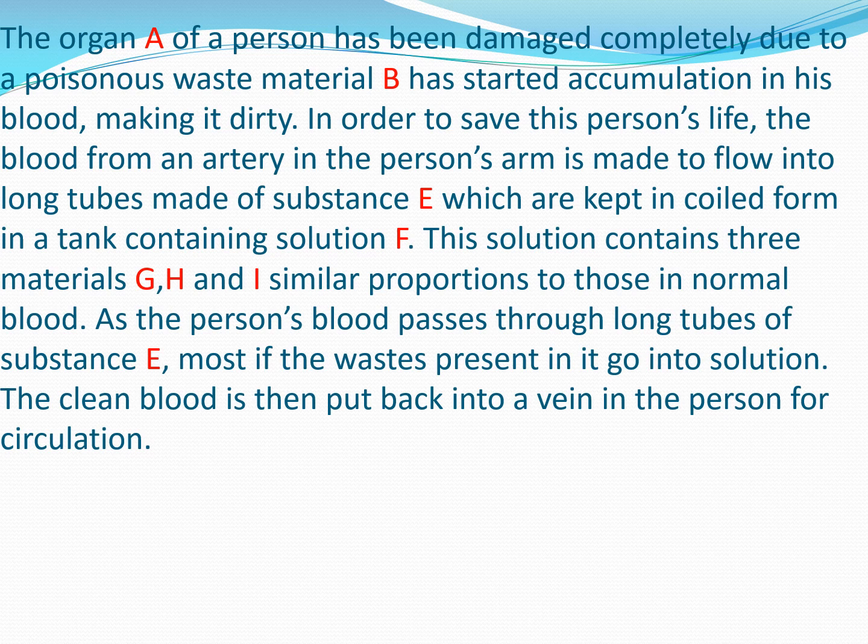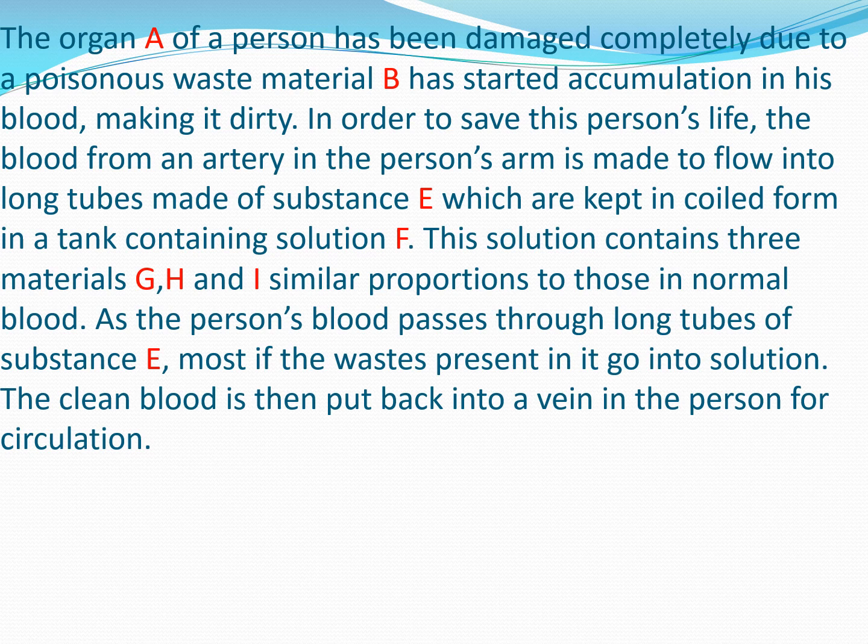Okay. Now this solution contains three materials G, H and I, in similar proportions to those in normal blood. Definitely here G are waste molecules, H nutrient molecules, I water. That means waste molecules, nutrient molecules and water are in similar proportions to those in normal blood.